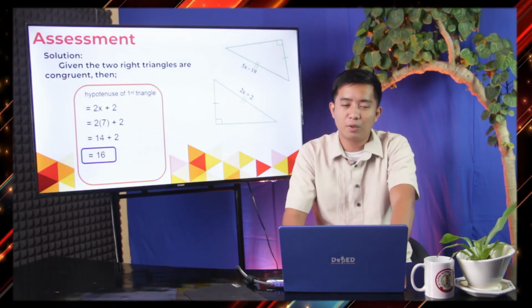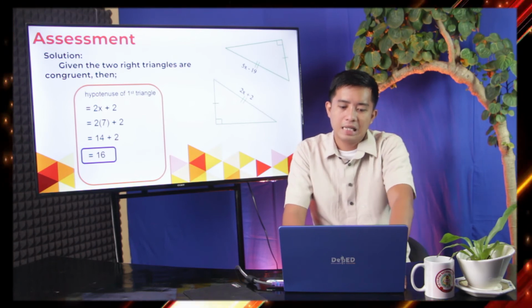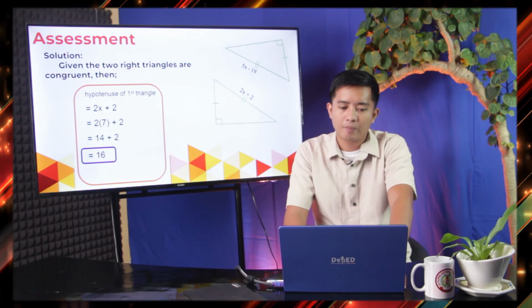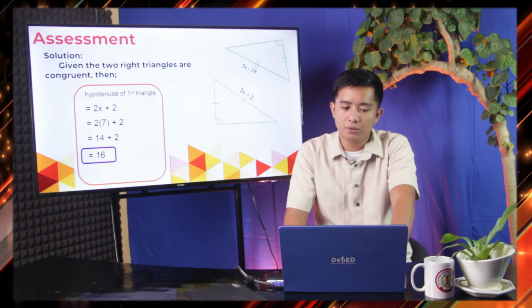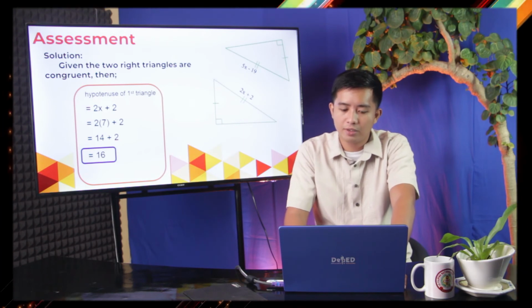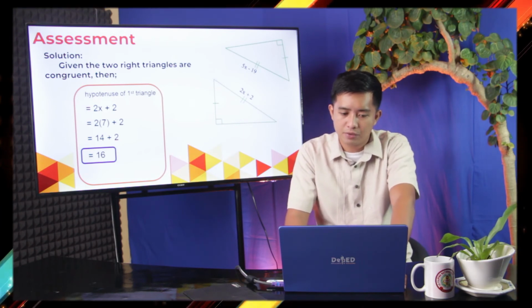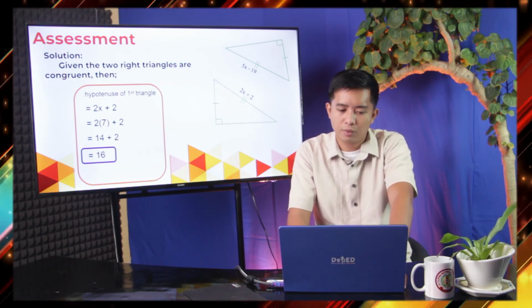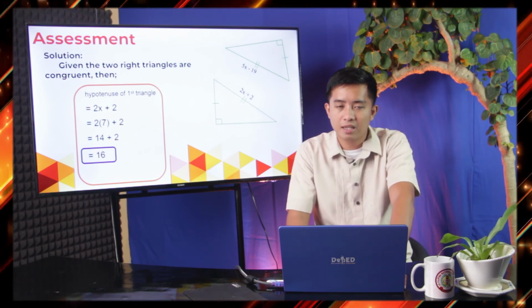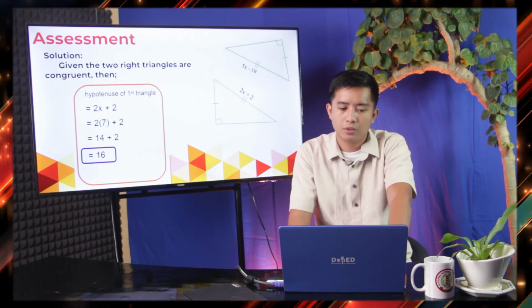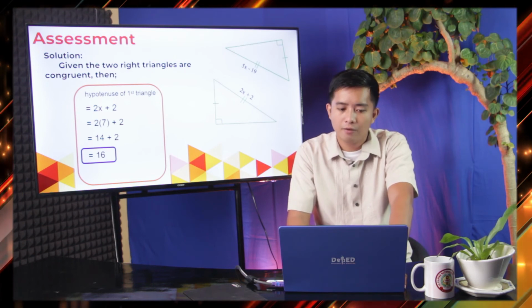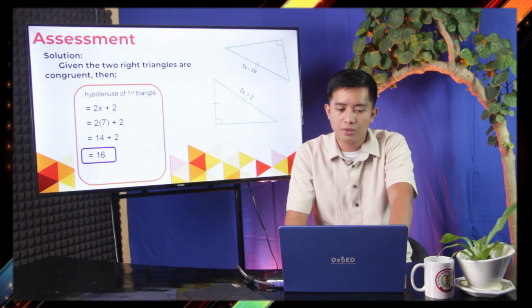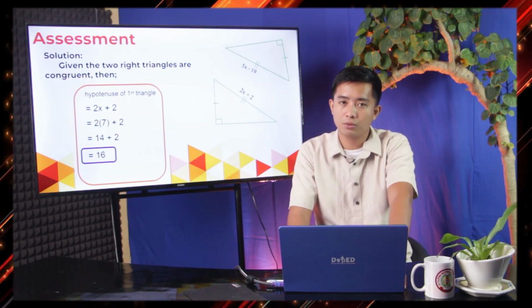We will now solve for the hypotenuse of the first triangle. The hypotenuse of the first triangle is equal to 2x plus 2. The value of x is equal to 7 based on the solution that we have made earlier. So, substitute the value of x into the equation. It will become 2 times quantity 7 plus 2. 2 times 7 is equal to 14. 14 plus 2 is equal to 16. Therefore, the hypotenuse of the first right triangle is equal to 16.